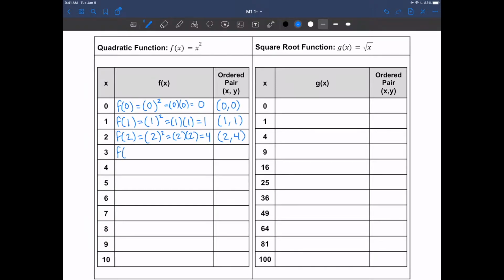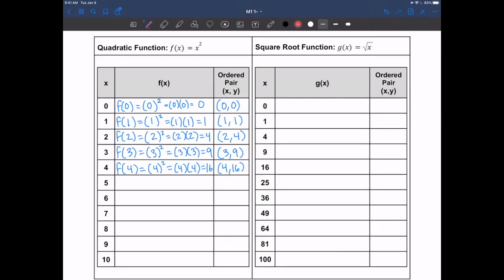Let's try f of 3. I just wrote it straight through this time. 3 times 3 is 9. So my input was 3, my output was 9. Are you seeing what we're doing here? So f of 4 is 4 times 4, which is 16. Input was 4, output was 16. All right, I want you to finish the rest of this table.